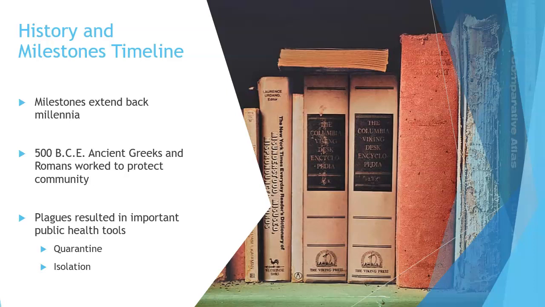Ancient Rome's aqueduct system is an extraordinary feat of engineering, an enormous milestone that brought water to the city from as far as 57 miles away. This helped to protect the public from contaminated water. Plagues tore through Europe in the Middle Ages, and as a result, millions of people died. But two essential public health tools emerged: quarantine and isolation.